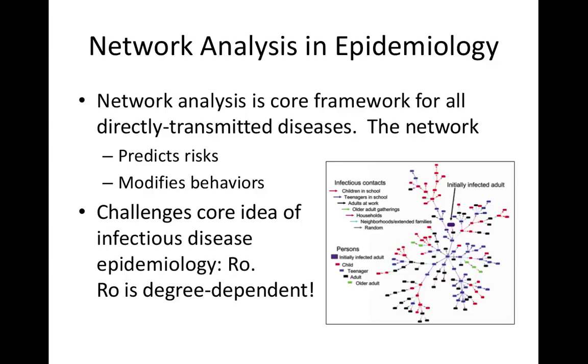If you really want to disentangle this, you have to really think about how the network is structured. Are the high degree people connected to other high degree people or not? Because if they are connected to high degree people, then you're going to get a very large outbreak, even if the R naught is less than one.